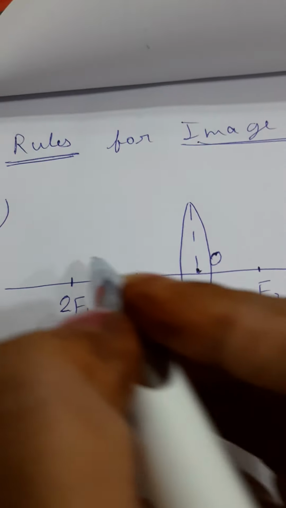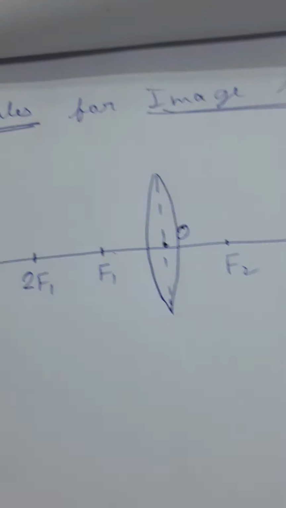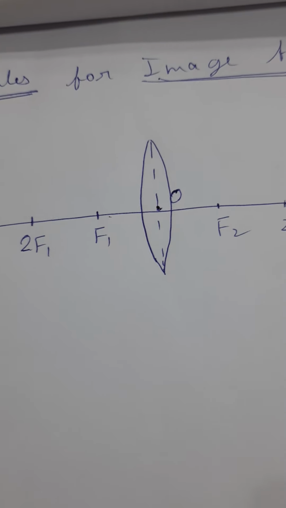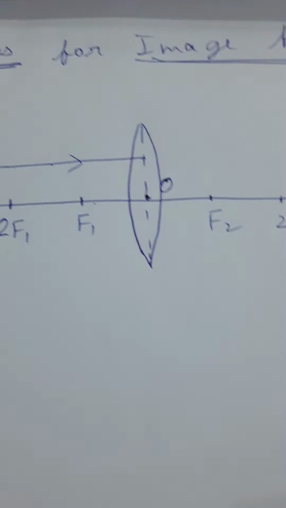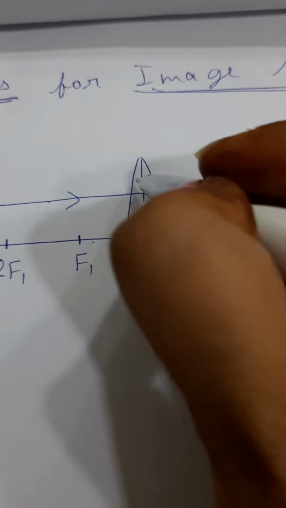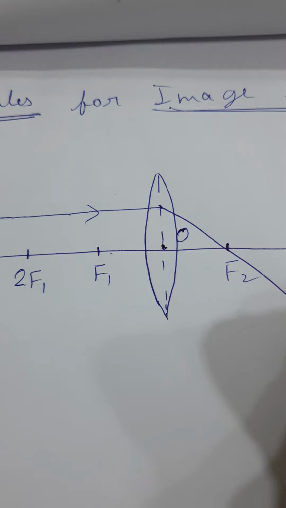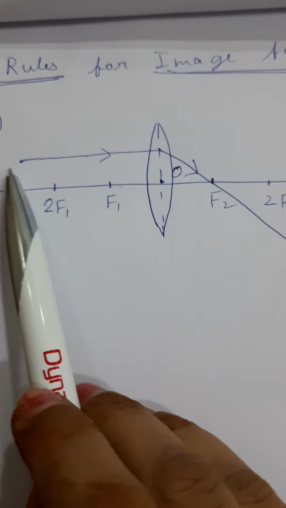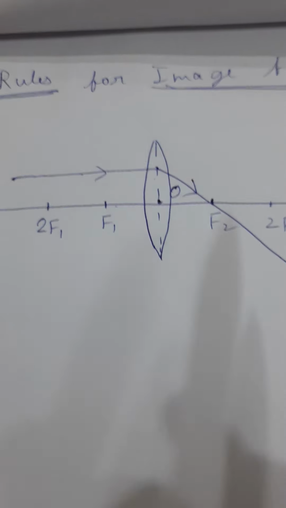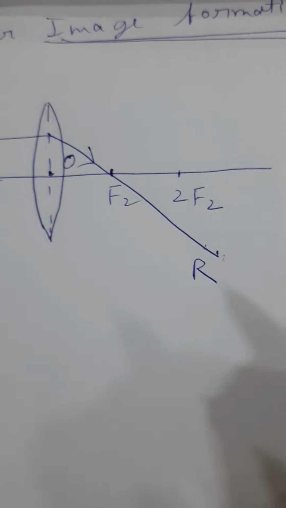Okay, the first rule is the one we discussed when we were discussing the definition of principal focus. If a ray is coming parallel to the principal axis, it will pass through the principal focus. This is our first rule. A ray coming along the principal axis will pass through the focus. This is the incident ray and this is the refracted ray.